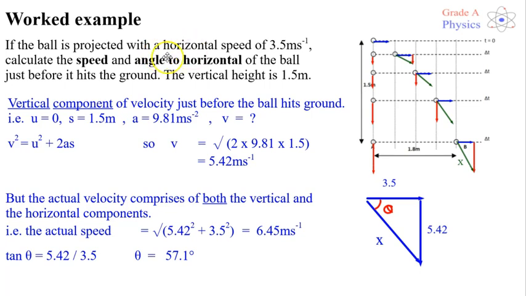And then we're trying to find the angle to the horizontal, which is this one here. I can use sine, cos, or tan at this point. I've decided to use tan. So tan of theta is the opposite, 5.42, divided by adjacent, 3.5, and I can find the angle. So what we're finding here, because we've got a vector quantity, we've got the magnitude, that's the 6.45, and the direction. We always have magnitude and direction.